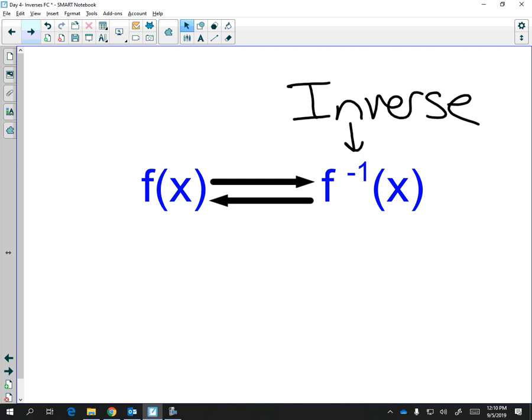So you need to pay attention to what the questions are asking, because sometimes they say find the inverse, but other times they just say find f to the -1. And you have to realize that means, oh, I have to find the inverse.